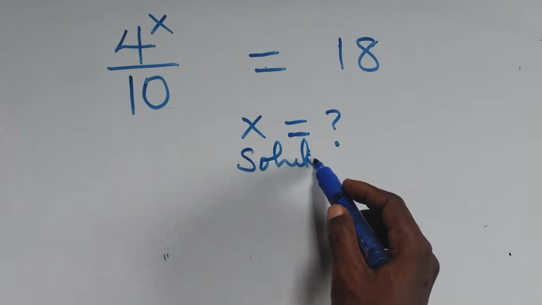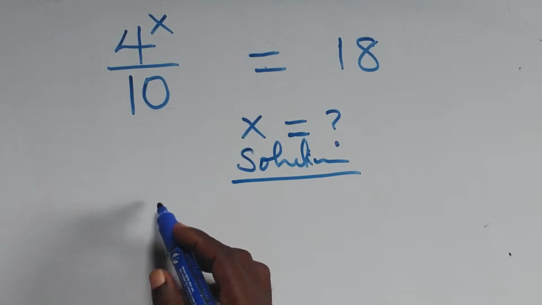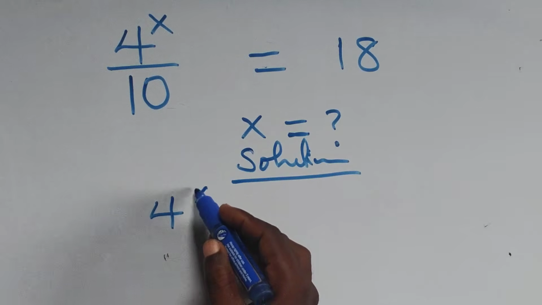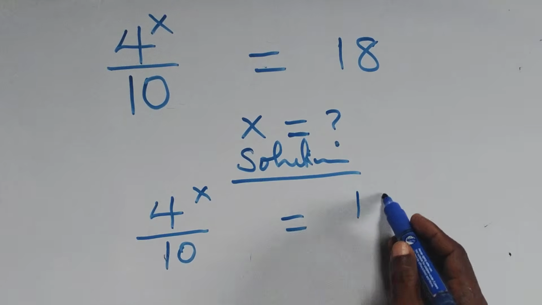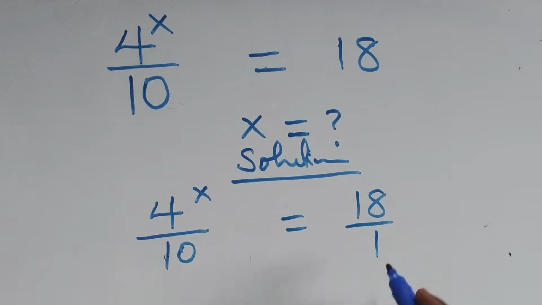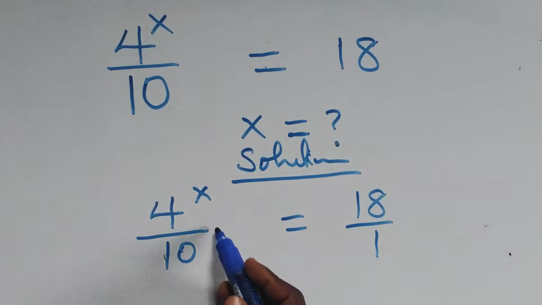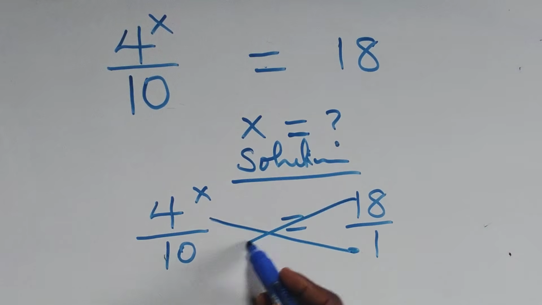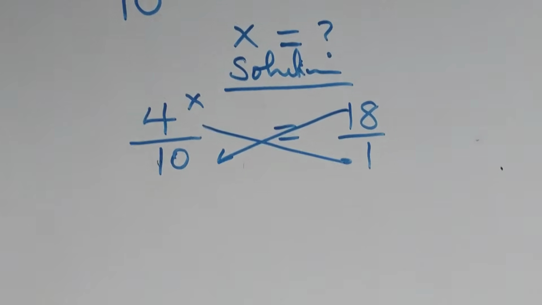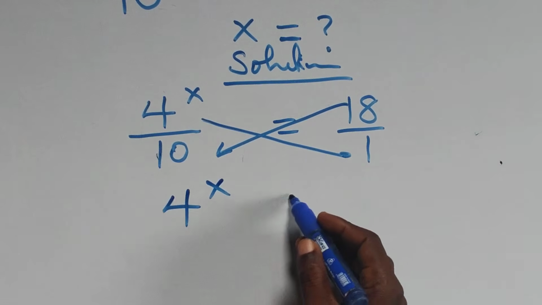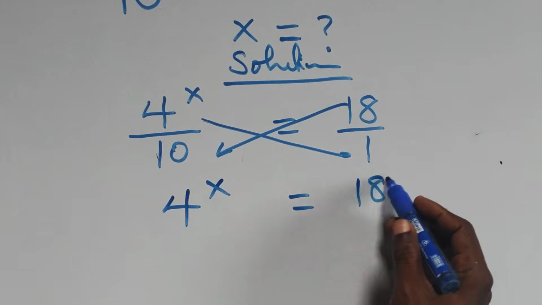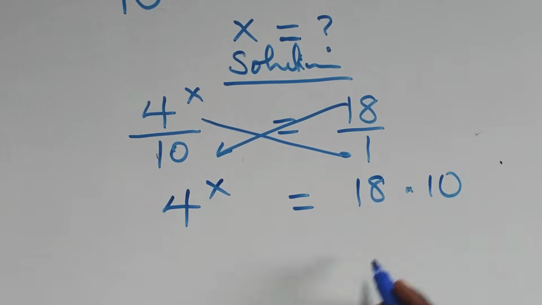Solution from here. First step, let's write this as 4 raised to power x over 10 equals 18 over 1. And we cross multiply here: 4 raised to power x times 1 equals 18 times 10. That is, this becomes 4 raised to power x equals 18 times 10.